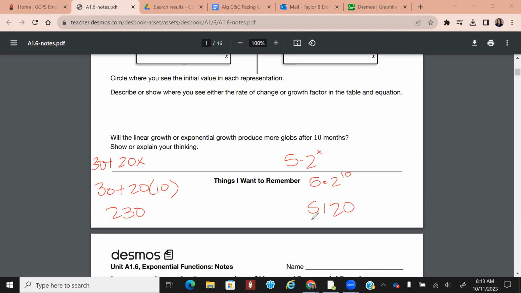Unless you have the graph and you see it on the graph, probably not. Okay, which one has more? Exponential. The farther out you go in the number of months, the more that exponential is going to have. Notice how the linear function started off with more at the beginning, but exponential picked up faster. It's kind of like a roller coaster.